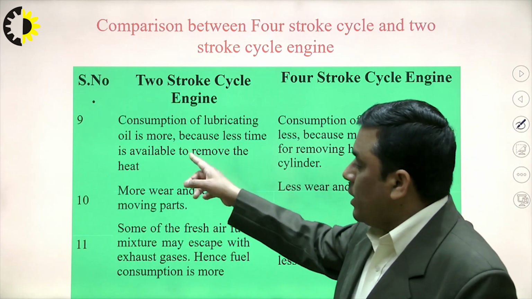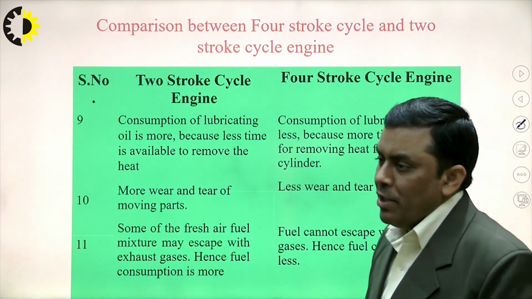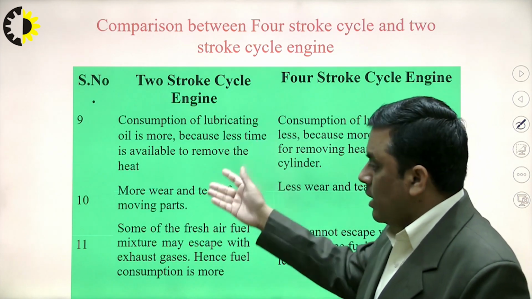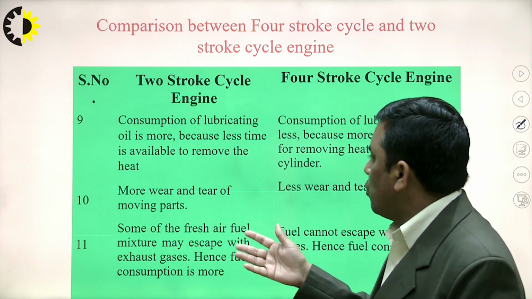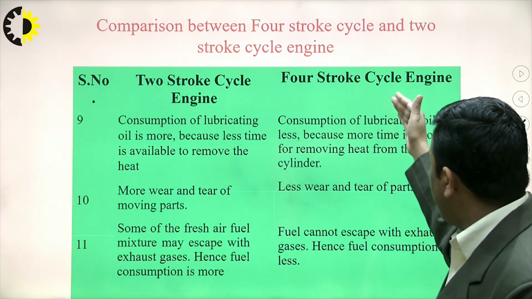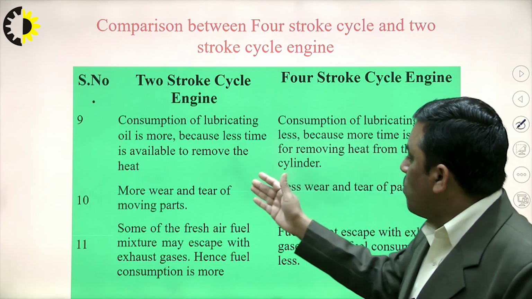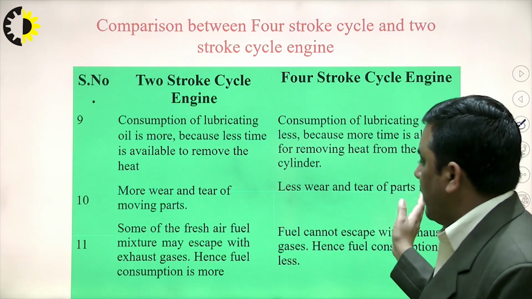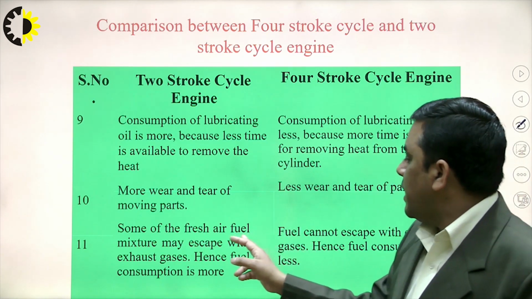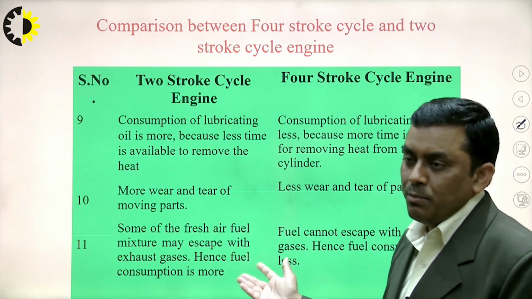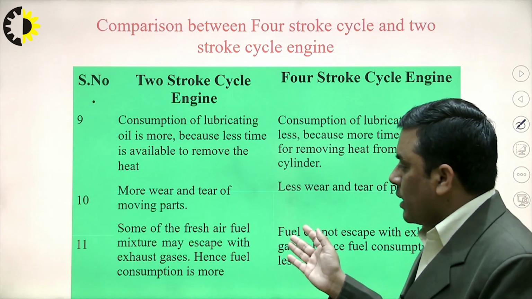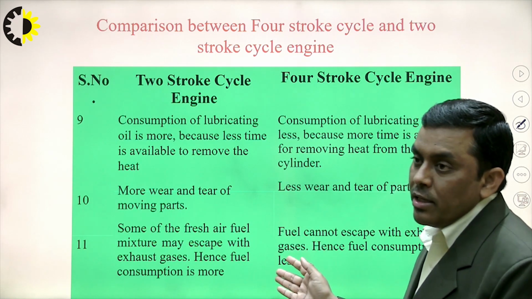Consumption of lubricating oil is more. Yes, it can be when the movement of the piston is more, it is twice. When the number of rotations of crank is more, then the requirement of lubrication is more. Here the requirement of lubrication is less, more wear and tear, less wear and tear. Some of the fresh air fuel mixture may escape with the exhaust gases. Yes, there is a tendency, because the exhaust port as well as the transfer port are getting opened simultaneously.